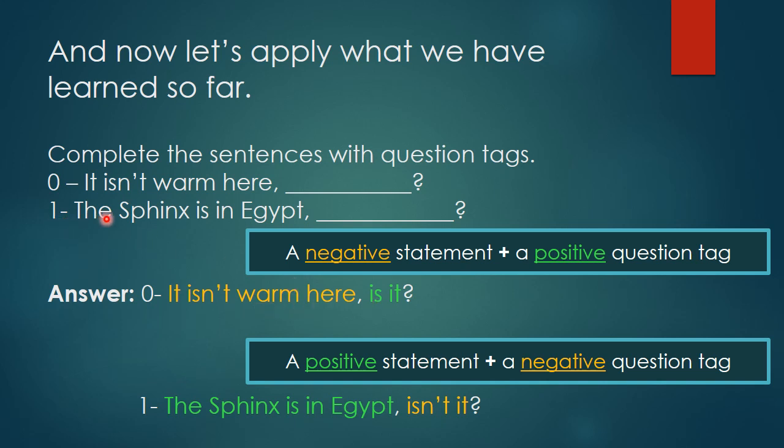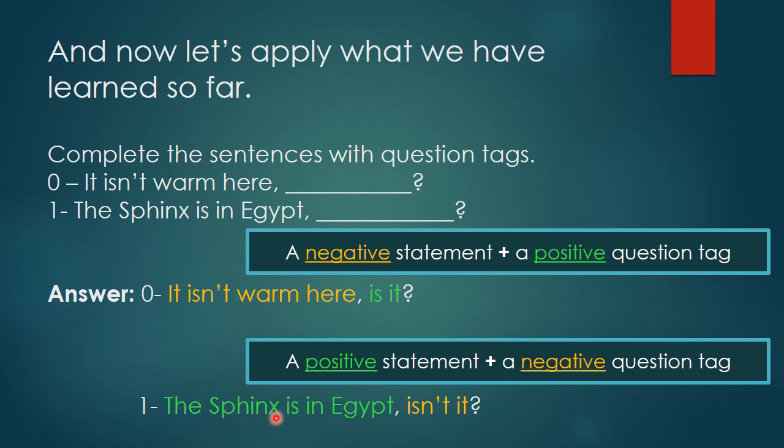Okay, number 1. The Sphinx is in Egypt. I stop whenever I reach the comma. So I search for not. Is there a not here? No. So that means that this statement is positive. So what do I need when I have a positive statement? I need a negative question, so I need the opposite of it. So the Sphinx is in Egypt. Here it is, a positive statement. So I need a negative question tag.